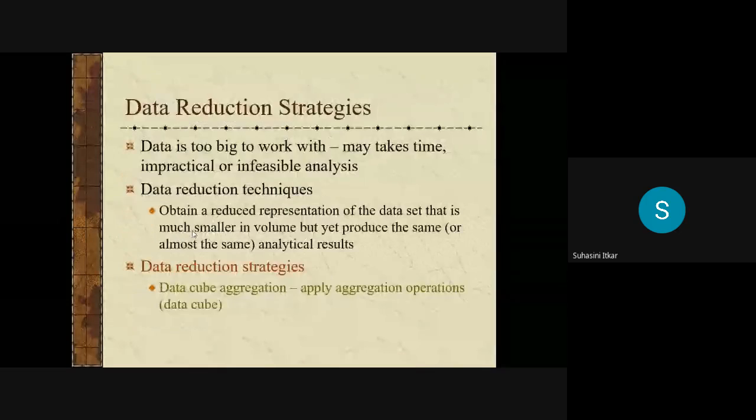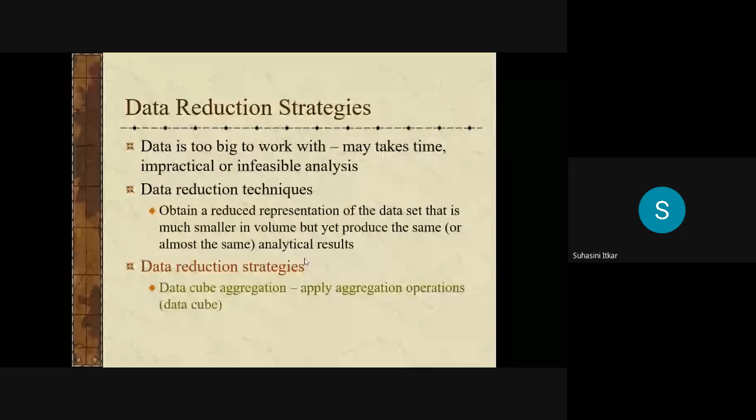Okay, so we will have a review of the data reduction techniques now, and the data discretization techniques. And tomorrow, Saturday, I will conduct the session, the last session will be mine, and there we will discuss the data reduction strategies.